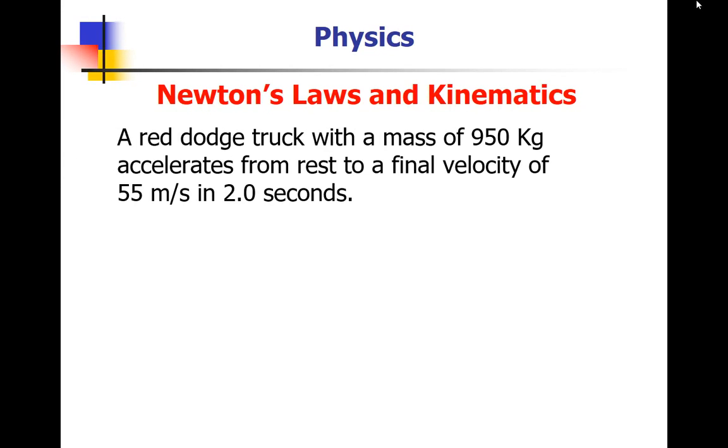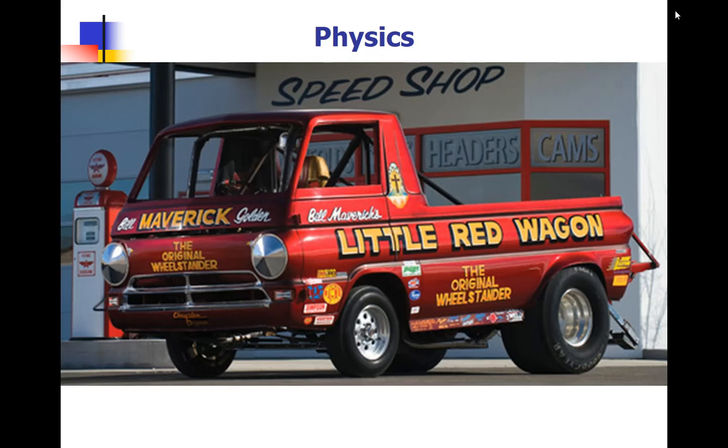A red Dodge truck with a mass of 950 kilograms accelerates from rest to a final velocity of 55 meters per second in 2 seconds. Wait. 55 meters per second, that's 130 miles an hour. From 0 to 130 in 2 seconds? There isn't any truck that does that. Well, this one did. That's Bill Maverick's Little Red Wagon, a popular attraction on the NHRA circuit.